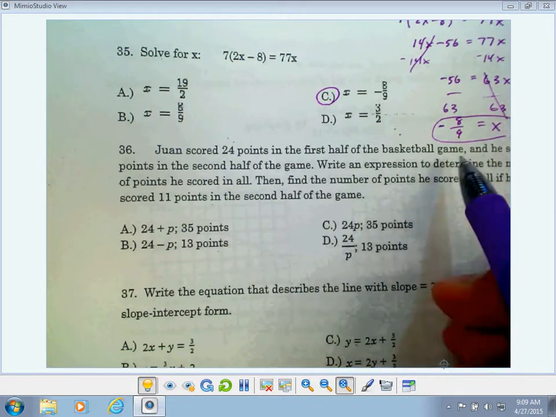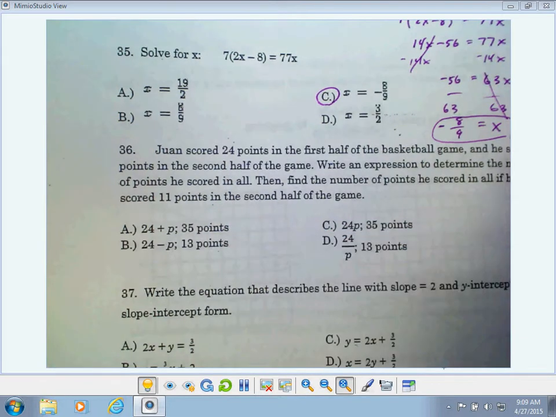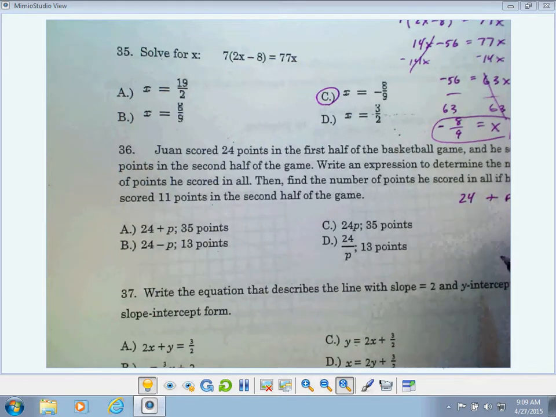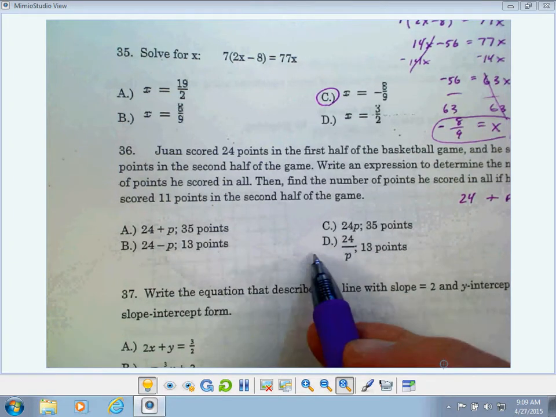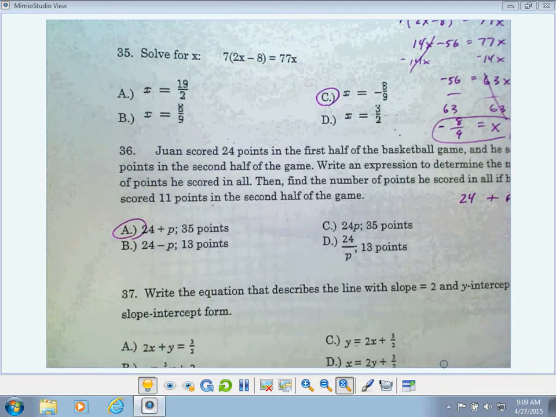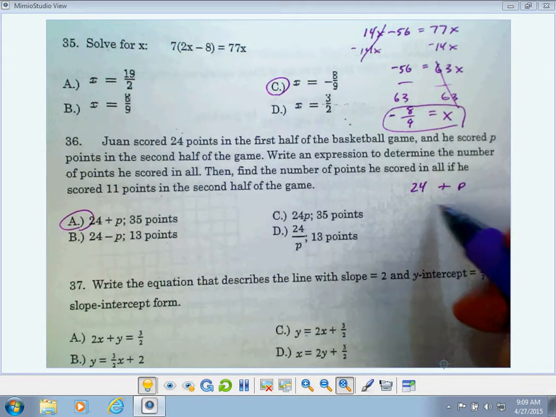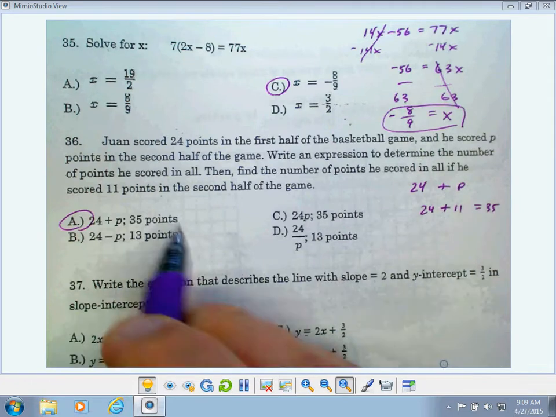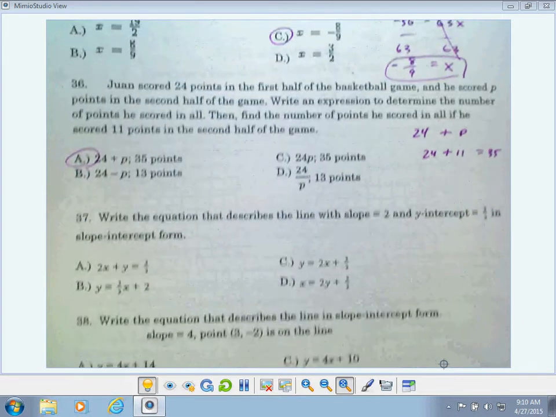What would you do to figure out how many total points he scored? You might add what he scored in the first half and add what he scored in the second. So we know he scored 24 in the first half, and we would add what he scored in the second. So the expression is 24 plus P. That's the only one of these anyway, so we already know our answer is A. But just to prove a point, if he scored 11 points in the second half, you guys could figure that out. Plus 11, he'd be 35 points for the game. That seems sort of strangely easy compared to some of the other ones.